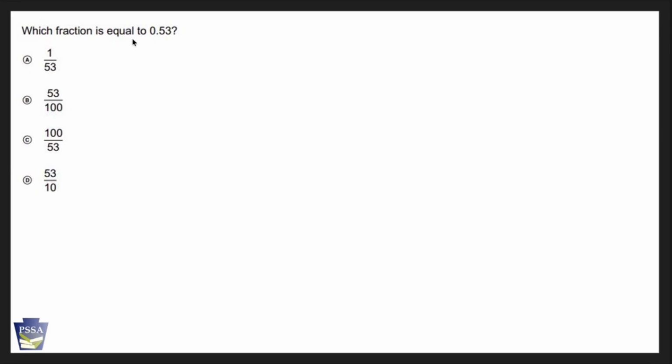Okay, which fraction is equal to 0.53? This problem is a 4th grade PSSA math problem, and you're not allowed to use a calculator for it. So let's write this number one more time, 0.53. Now you were taught that if you have a decimal and two numbers after it, you're supposed to read this as 53 hundredths. Let me say that again, 53 hundredths. Two decimal places after the decimal is a hundredth with a th at the end.